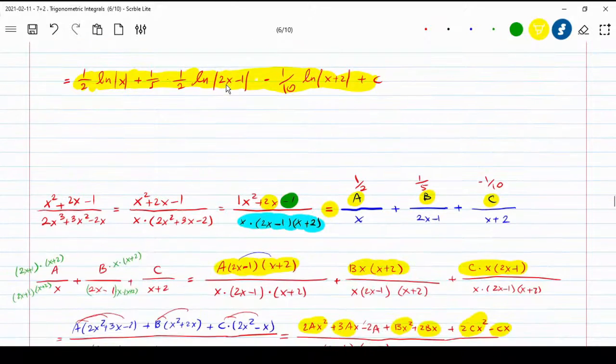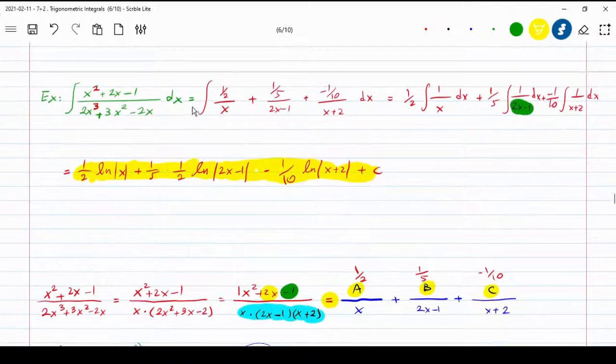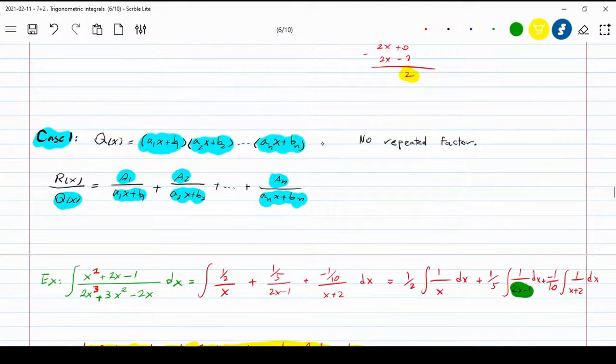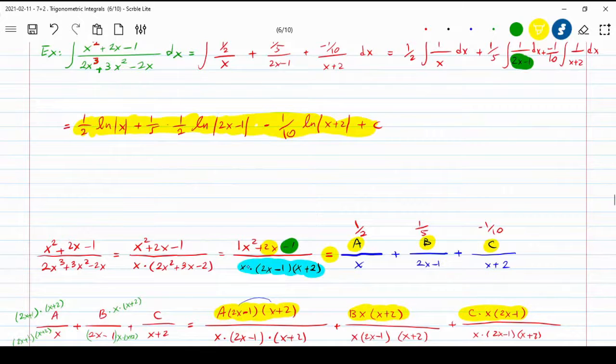Okay, I know it's a bit too much, but the idea is what matters. You set up this fraction format and you try to figure out what the numerators are. In this first case, I assumed that the factors we had in the denominators are not repeated. That means you don't see the same factor. Here, this was x times a different factor times a different factor. None of them were repeated.